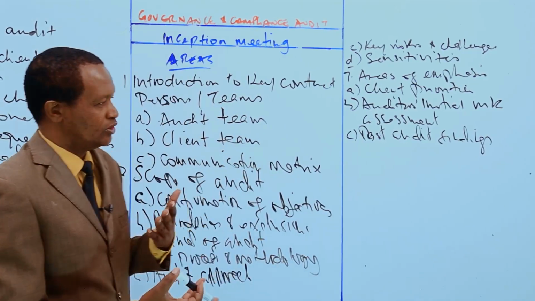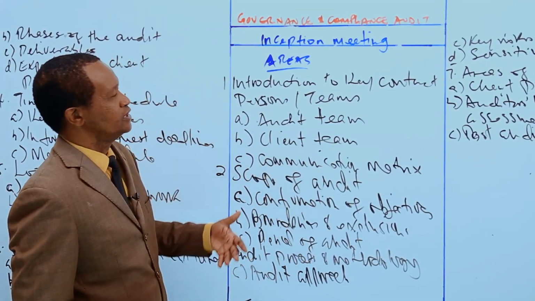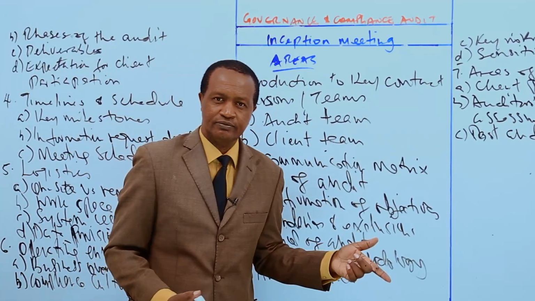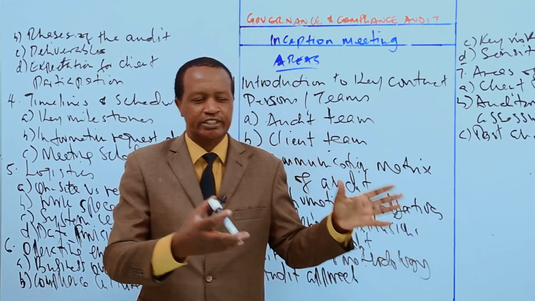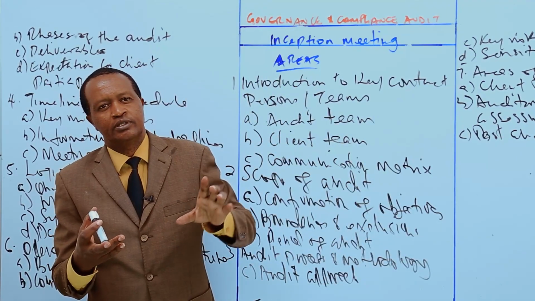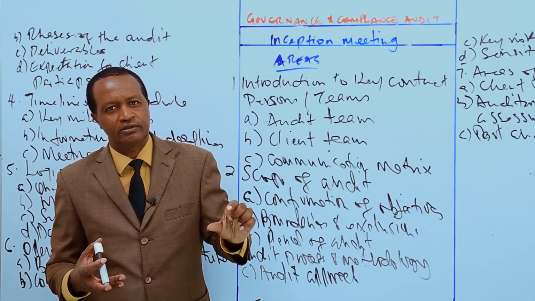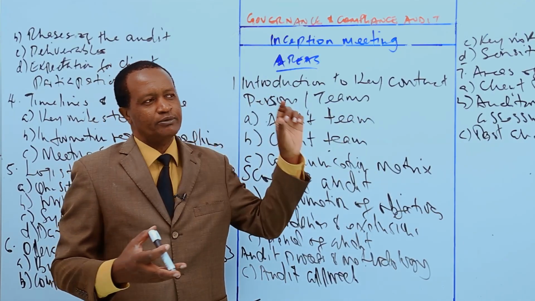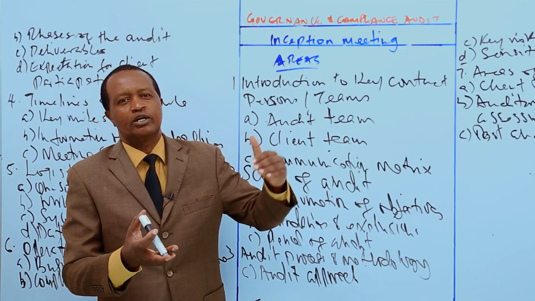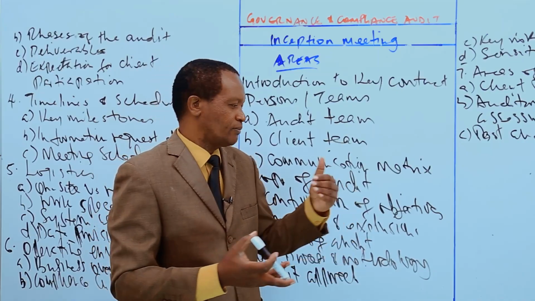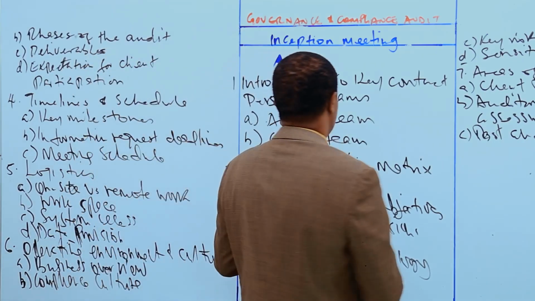So candidates, these are the key areas that may be discussed between the audit team and the client team during the inception meeting, which is also known as the kickoff meeting, which is a crucial step in the conduct of a governance and compliance audit, because this inception meeting sets the foundation for a collaborative and efficient audit process. In this, we've identified 7 key areas.